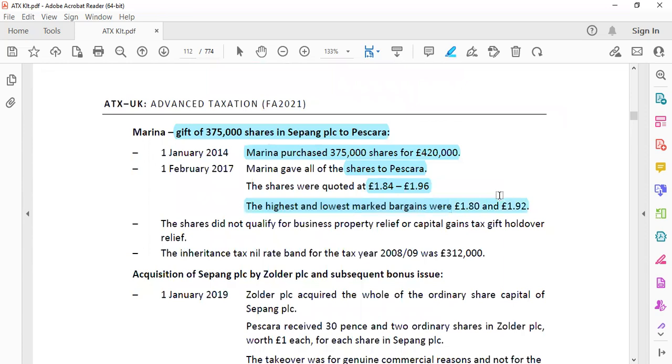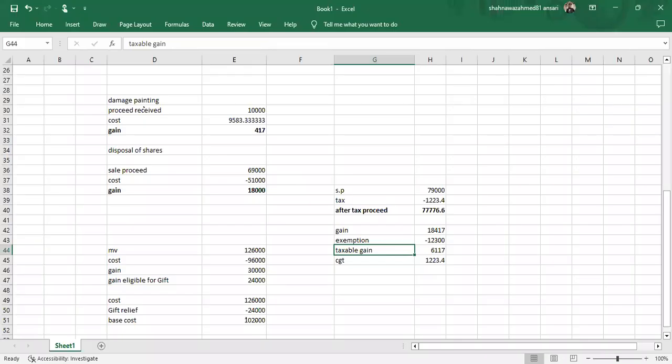As this is a gift, we need market value, but market value is not given. So we need to work out the valuation method. We need to apply the valuation method here. Valuation of shares. So the shares did not qualify for BPR or CGT gift holdover relief. The IHT NRB for the tax year is 3,12,000. This is the information that I need to work on.